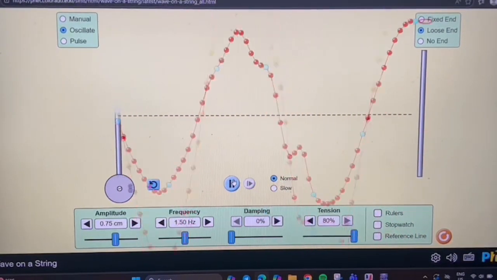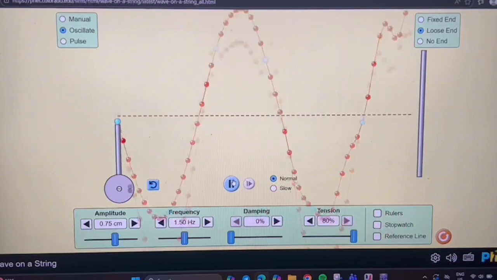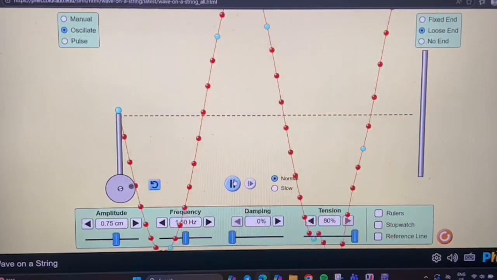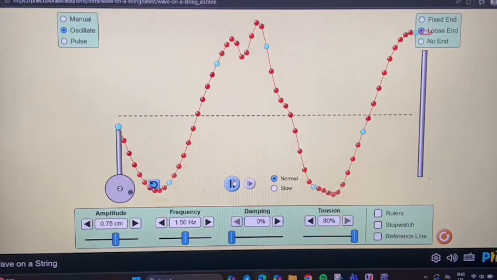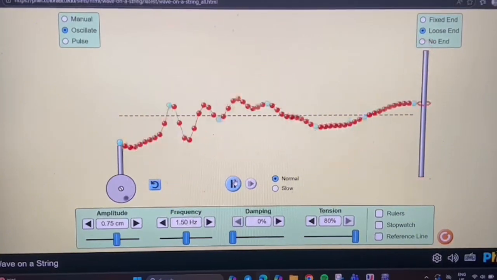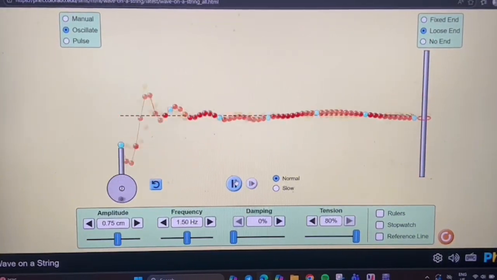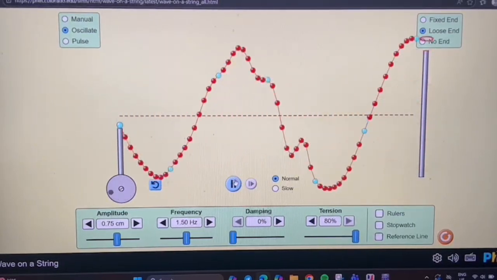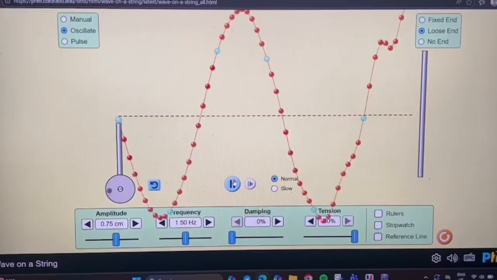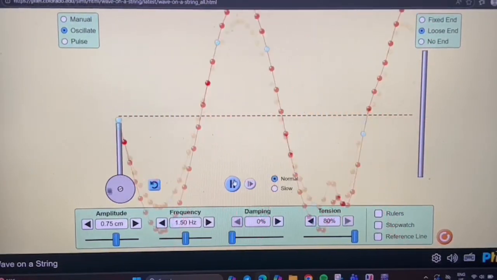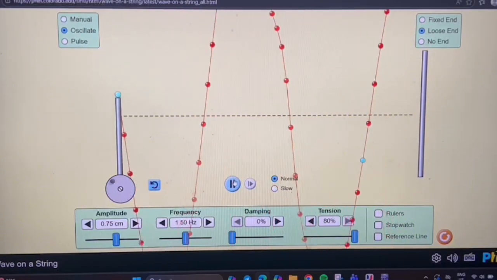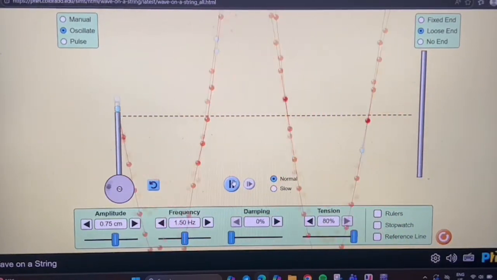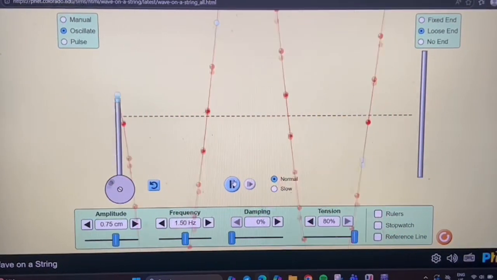And the loose end moves freely, so the wave reflects without phase change. The low damping allows the wave to retain most of its energy, despite the ideal loose end reflection where the boundary is free to move.